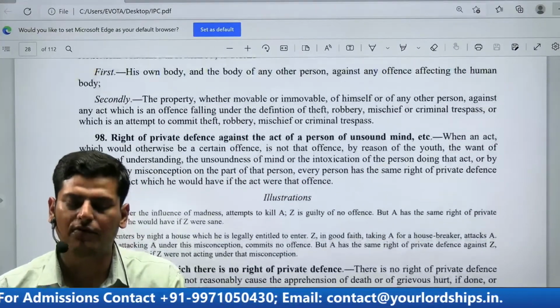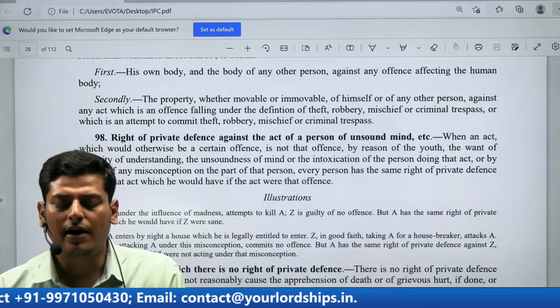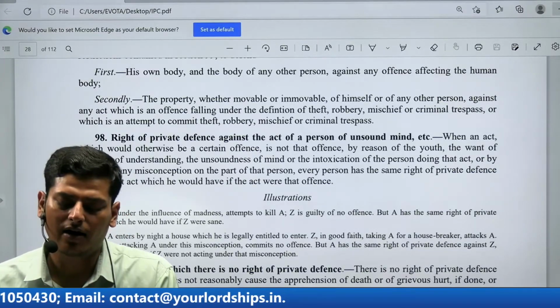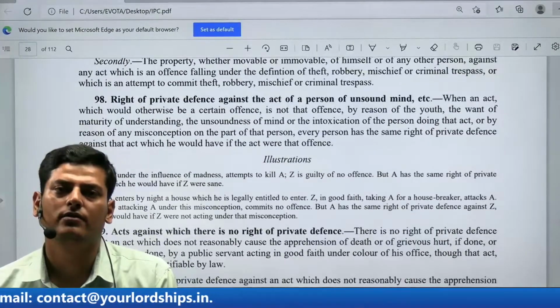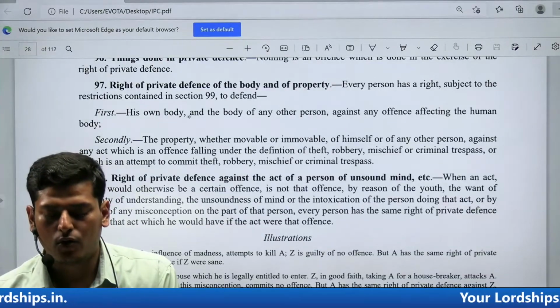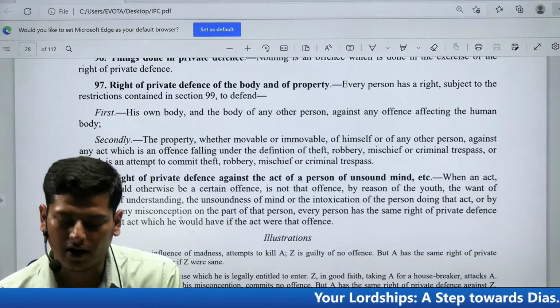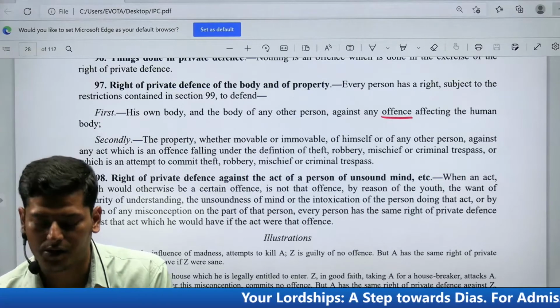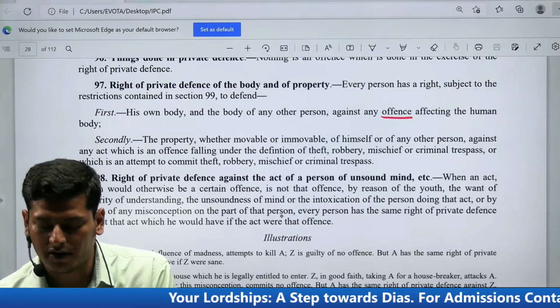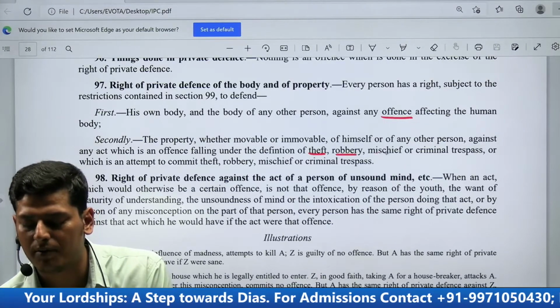So right to private defense of body is there, right to private defense of property is there. Right of private defense against the act of a person of unsound mind. So यहां पे क्या लिखा है? His own body and body of any other person against any offense. Your right of private defense is against any offense. Your right of private defense is against the offense under the definition of theft, robbery, mischief and criminal trespass.